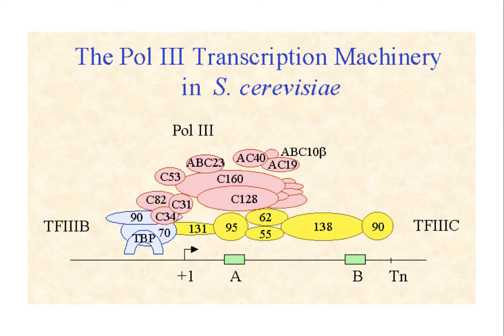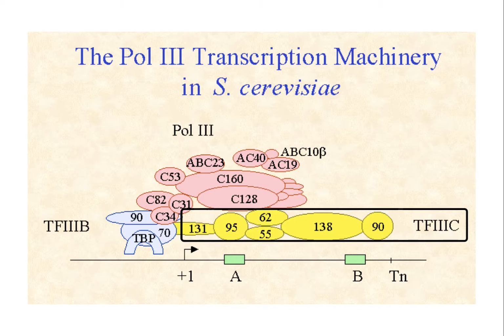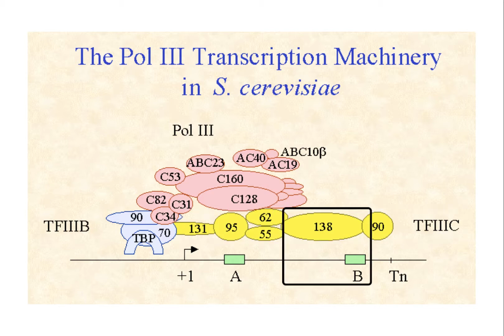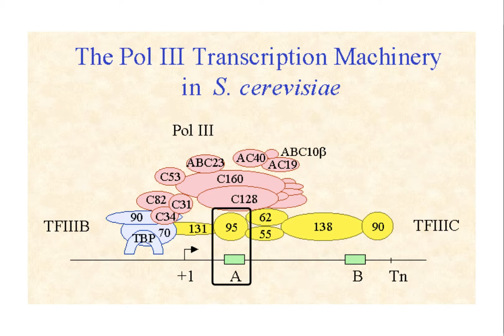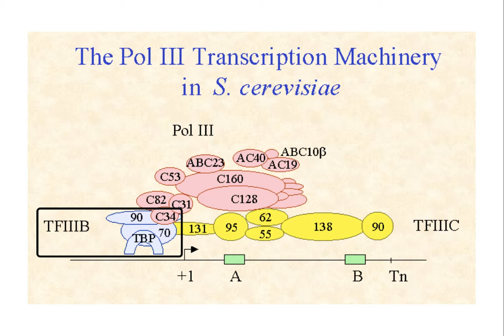So in eukaryotes, again, this is for Saccharomyces cerevisiae yeast. It's actually a little more complex than the previous diagram showed, in that transcription factor 3C consists of 6 separate subunits, separate proteins. The 138 kilodalton protein attaches to B, the 95 kilodalton protein attaches to A, and that has affinity from the 131 kilodalton protein with the 70 kilodalton protein in transcription factor 3B that has this protein, which is known as a TATA binding protein.